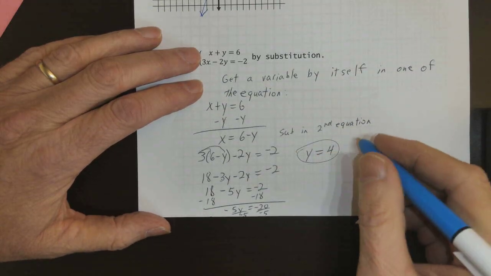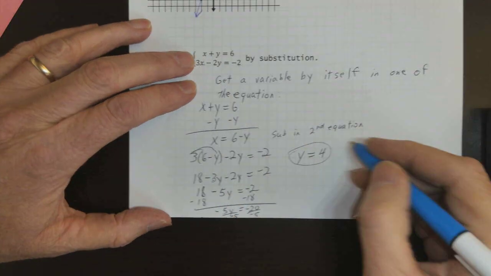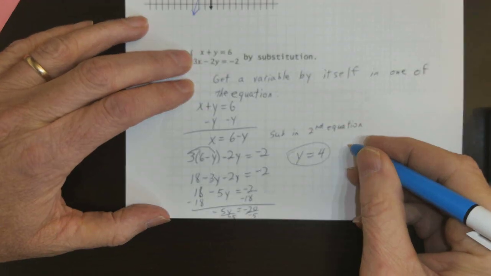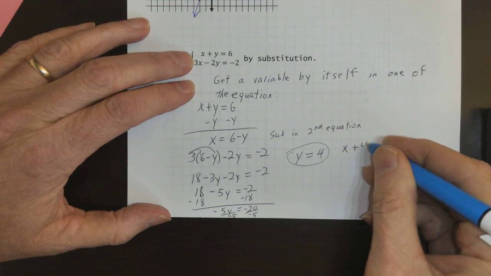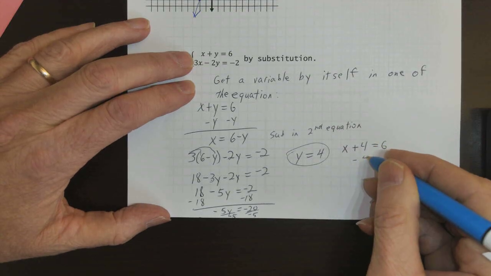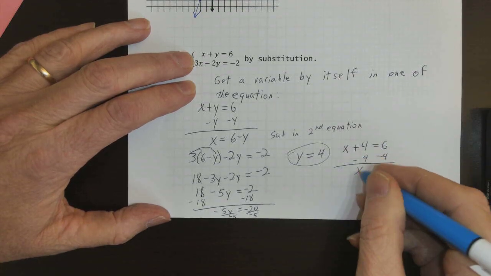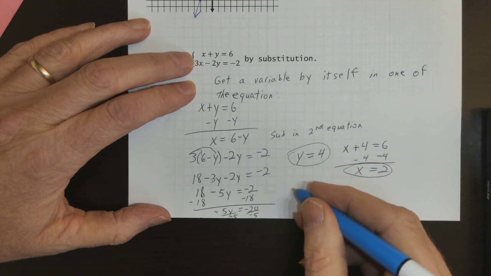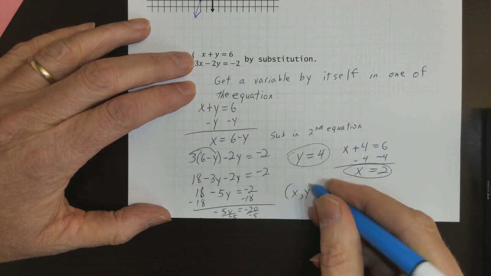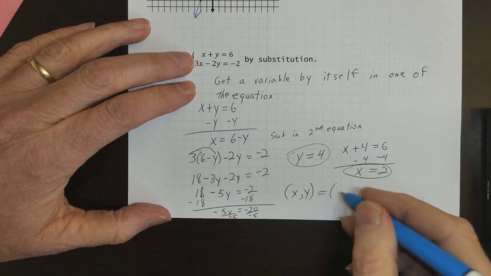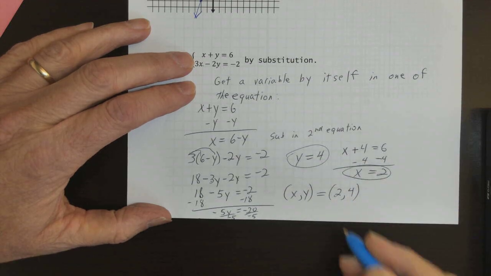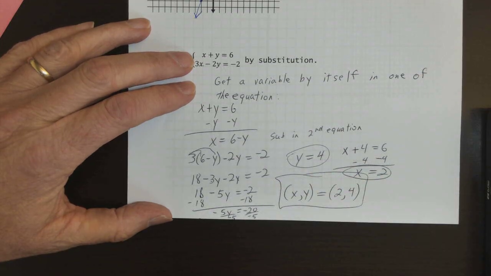Now, let's use y equals 4 in one of these equations. It'd probably be easier to use the first one. So I've got x plus 4 equals 6. Let's subtract 4 from both sides. We got x is equal to 2. So when I write my final answer, I write xy equals 2, 4.